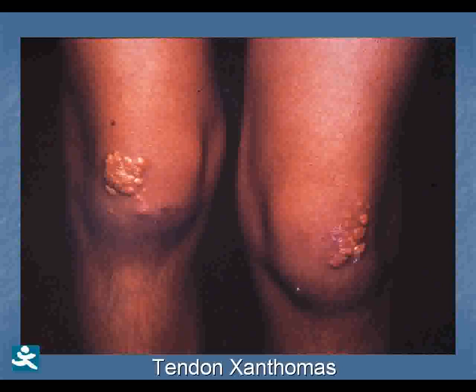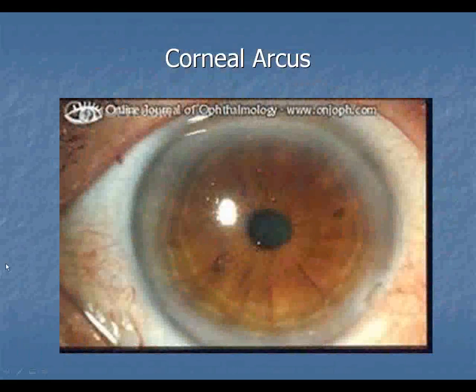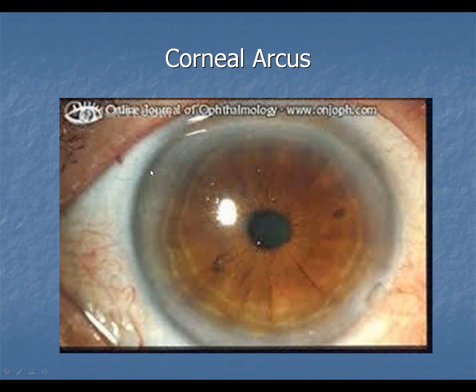Here's tendon xanthomas present at the patellar tendons, Achilles tendons only. And then the corneal arcus. You can see along the edges here the deposits of cholesterol, and then oftentimes you'll get this kind of shaded area there. That's corneal arcus. We don't see much of this, but we do look at the eyes during a preventive cardiology clinic.